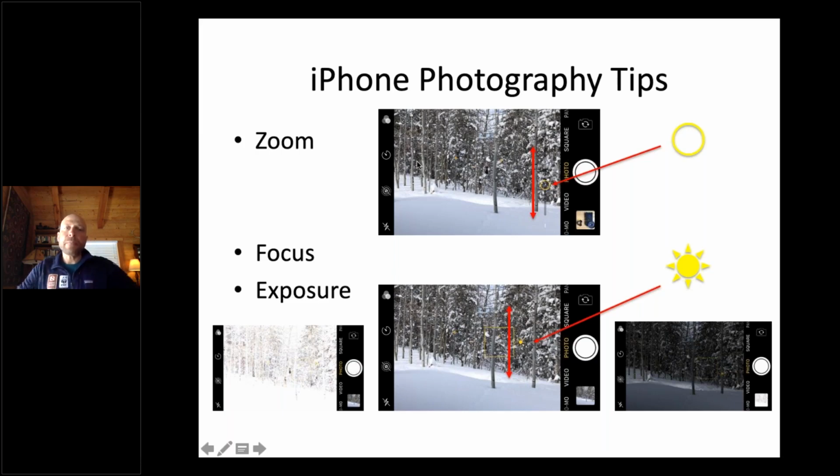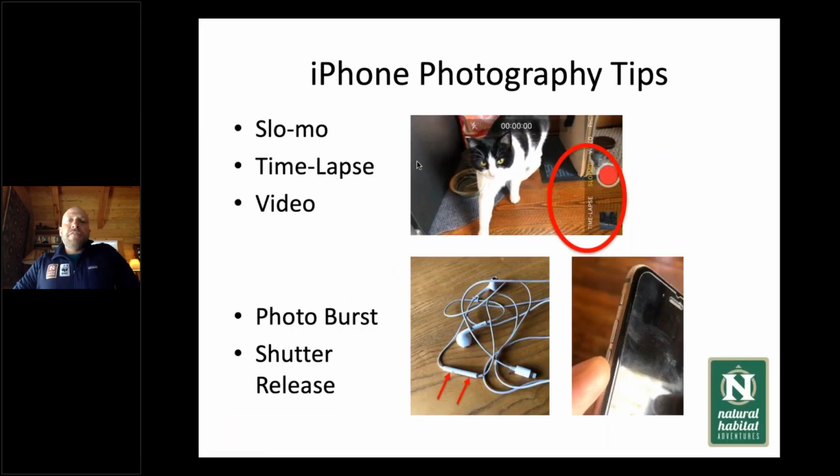So a couple more photography tips. I already mentioned using slow-mo. That's very useful when using digibinning, binoculars in particular. Time-lapse setting is pretty interesting to play with. Time-lapse allows you to compress, say, I don't know, 5 minutes into 30 seconds. And I can show you an example of where that's pretty interesting on a bird feeder.